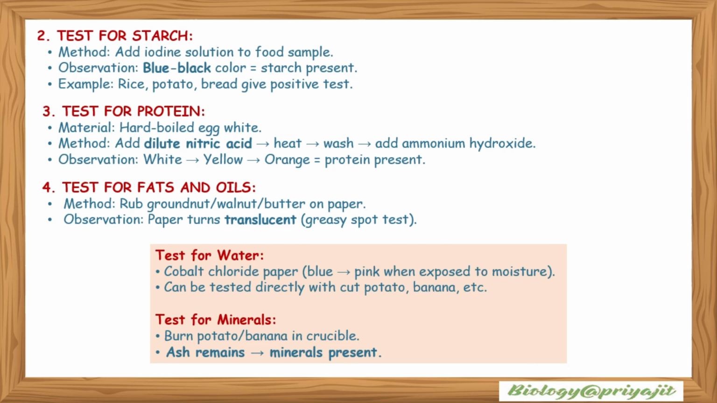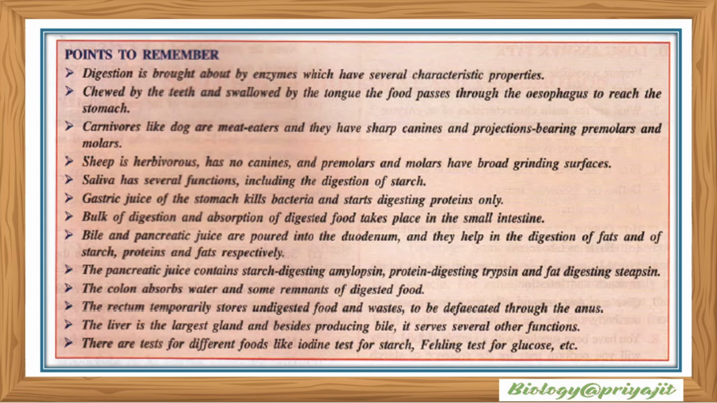Test for fats and oils. Method: rub groundnut, walnut or butter on paper, and observation: the paper turns translucent. Test for water: cobalt chloride paper turns blue to pink when exposed to moisture; it cannot be tested directly with cut potato, banana, etc. Test for minerals: burn potato or banana in a crucible, ash remains, then identify the minerals present in it. So digestion is aided by enzymes and organs working together.